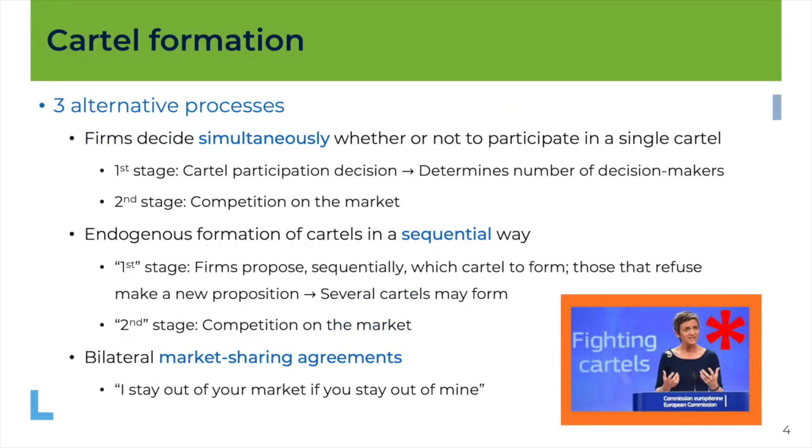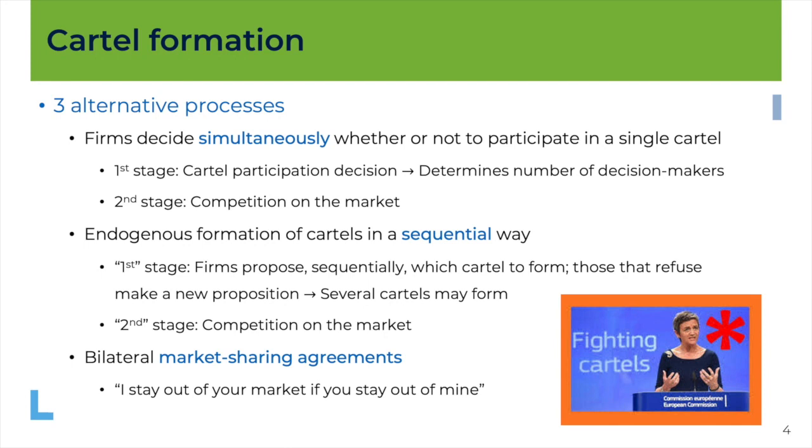Let us start by describing three different processes by which a cartel can form. The first one supposes that firms decide in a simultaneous way whether or not they want to participate in a single cartel. So we have basically a two-stage game. In the first stage, firms decide whether or not they want to be in this cartel. And according to the collection of these decisions, we will have a cartel with a certain number of firms and other firms which decide to stay out. So that determines the number of separate decision makers. And from there, we can analyze the second stage, which is the competition on the market.